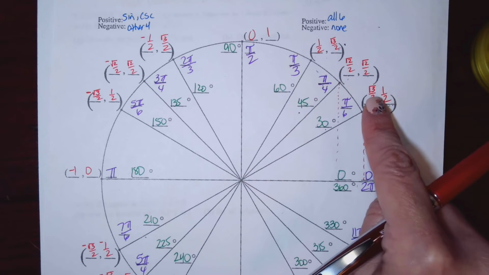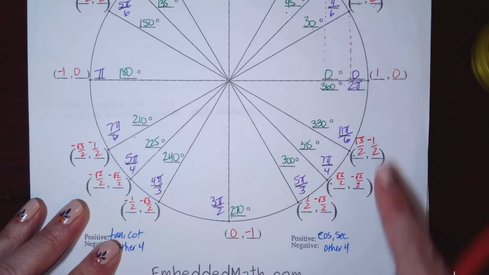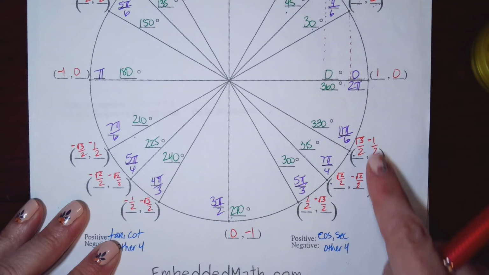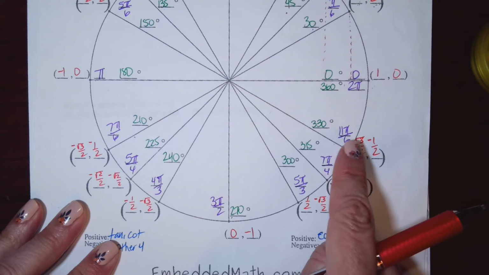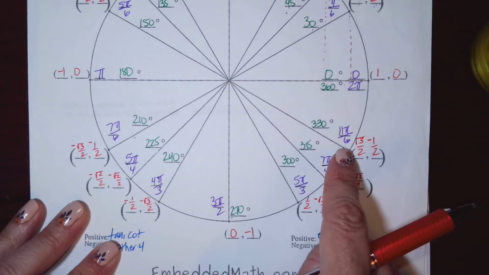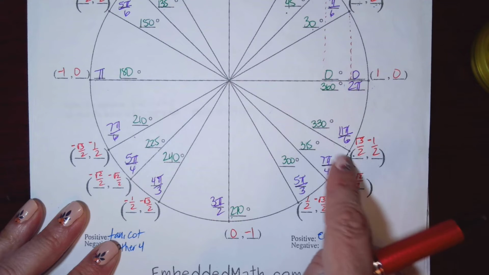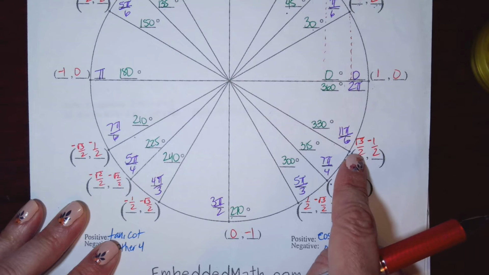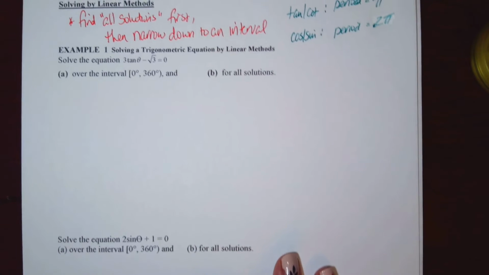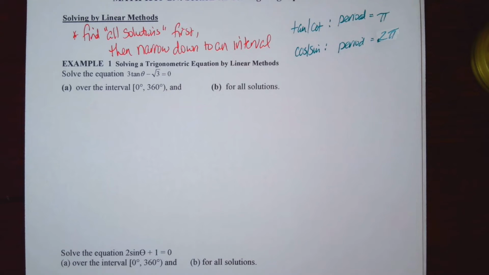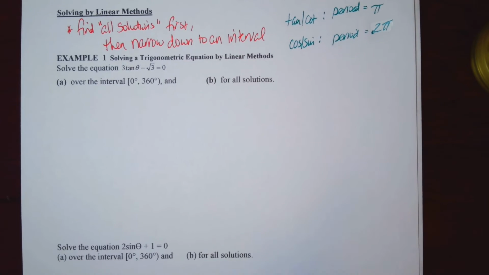And not just here, but cosine is also positive in quadrant 4. So down here at my other reference angle 30 degrees, 11 pi 6, I have an infinite set of angles that are going to have a cosine function value of square root 3 over 2. So as I'm solving these equations, I need to keep in mind those reflective properties of my circle. Okay, let's start and walk through it.